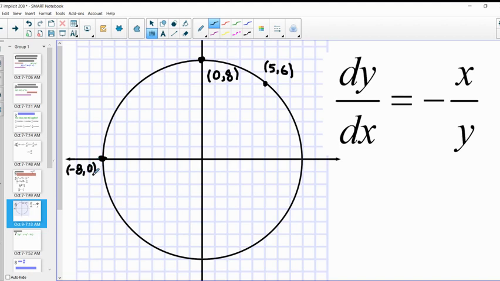A point back here at negative 8, 0, our equation predicts that the slope of a tangent line would be the opposite of negative 8 divided by 0. So positive 8 divided by 0, but that doesn't exist. And that makes sense because I've got a vertical tangent at that point.